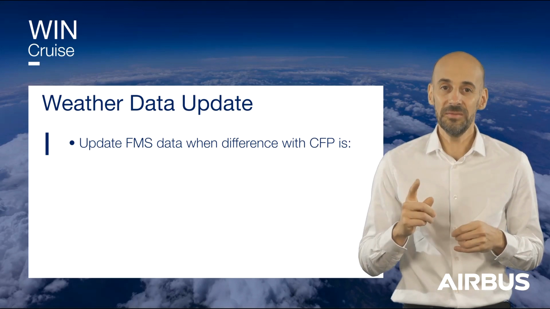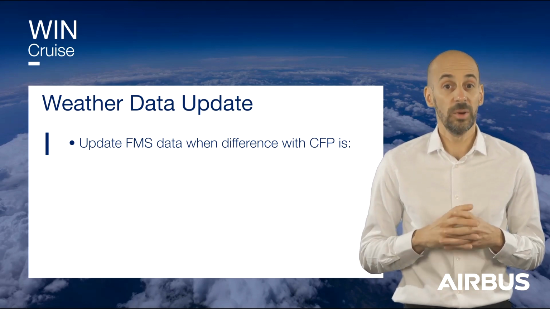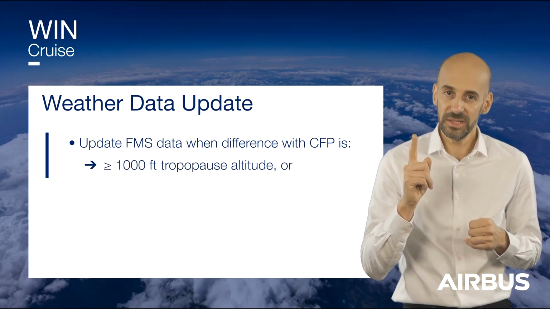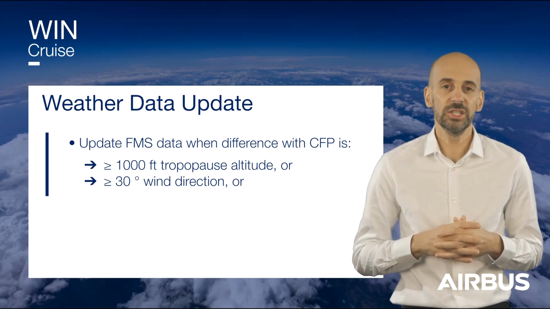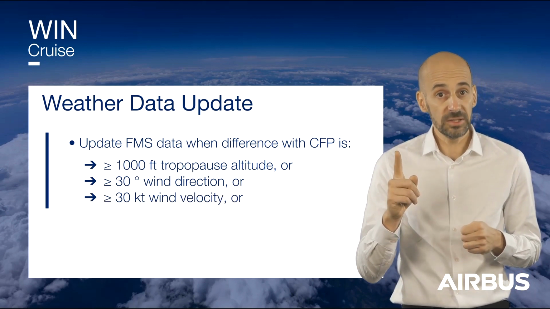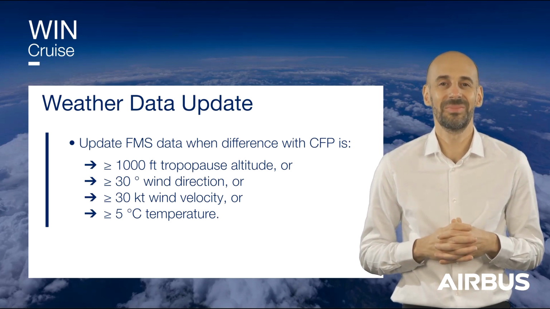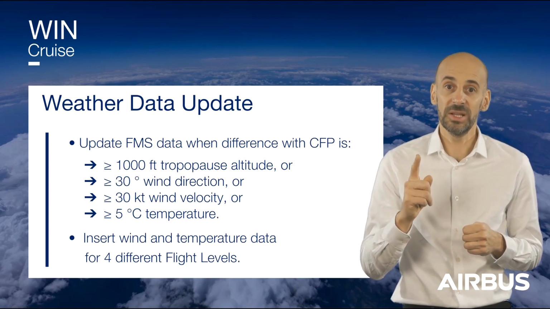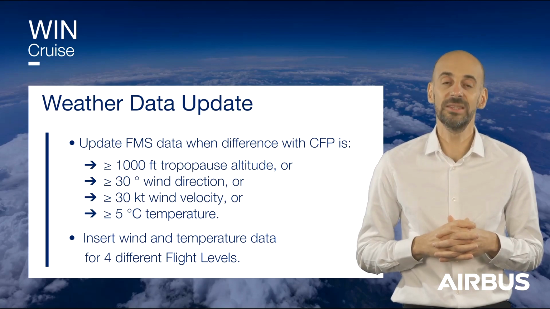Then, the flight crew should update the tropopause, but also the wind and temperature at waypoints when there is a difference of 1000 feet tropopause altitude, or 30 degrees wind direction, or 30 knots wind velocity, or 5 degrees temperature. If not done via ACARS, they should insert wind and temperature for 4 different flight levels to indicate the real wind and temperature profile.